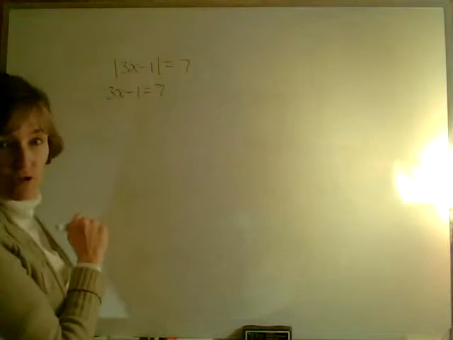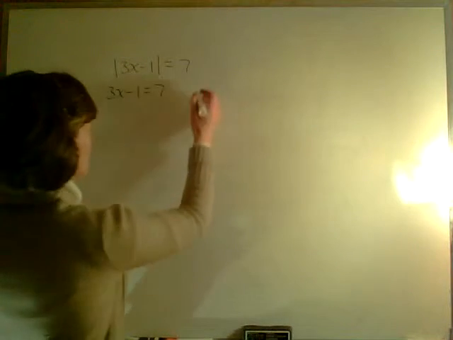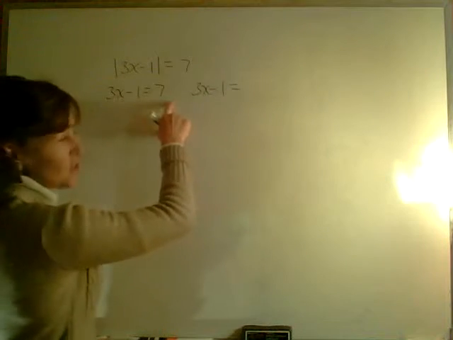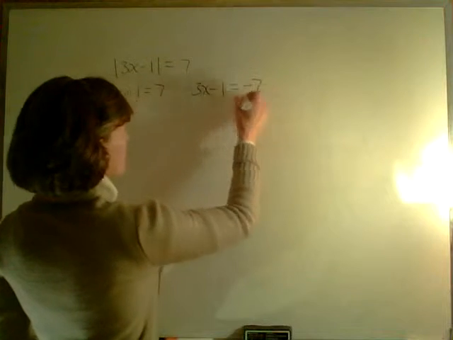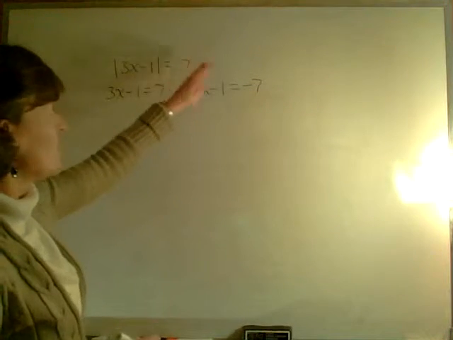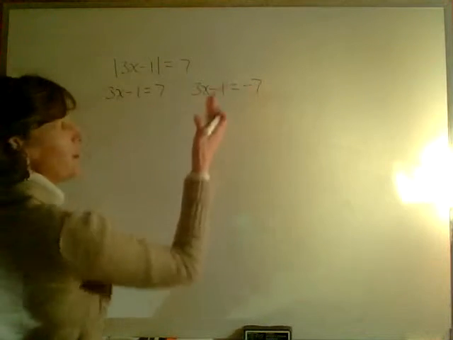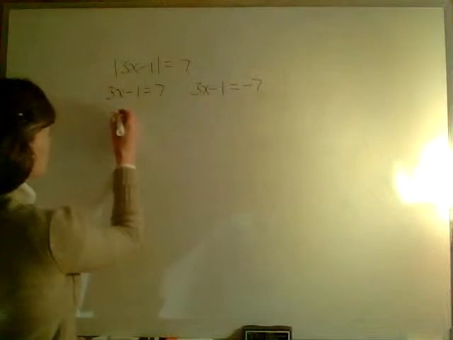One looks just like the first, except that I took the absolute value signs off. And the other, the only change I make is I make the 7 negative. So whatever is on the other side of the equal sign from the absolute value, you make negative. Now I solve both of those.